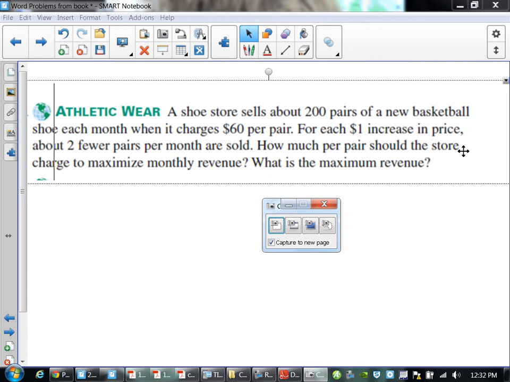It's about a shoe store. A shoe store sells 200 pairs of shoes each month when it charges $60 a pair. For each $1 increase in price, about 2 fewer pairs per month are sold. How much per pair should the store charge to maximize the monthly revenue?